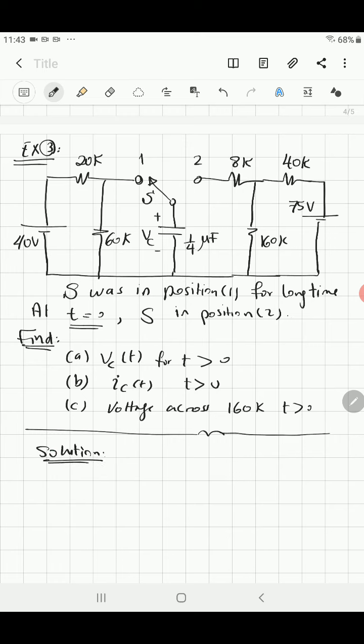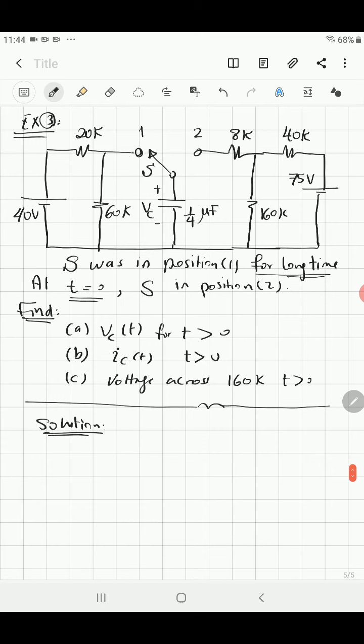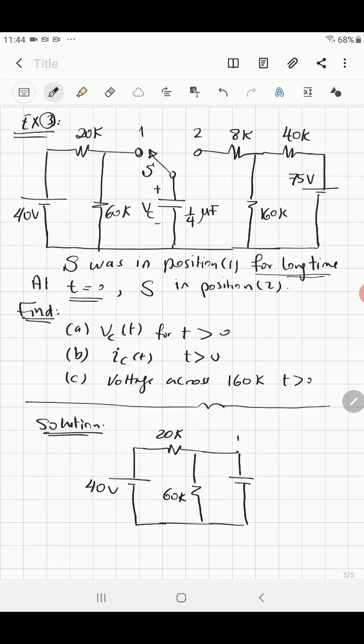First, the switch was in position 1 for a long time, which means it was at steady state. So what are we supposed to do? You sketch the circuit at steady state when the switch is in position 1. So you have a capacitor, and you've got a 20 kilo ohm resistance, a 60 kilo ohm resistance, and a 40 volt power supply. At steady state, the capacitor behaves as an open circuit. Then you try to find the voltage across the capacitor, or across this open circuit, at steady state.